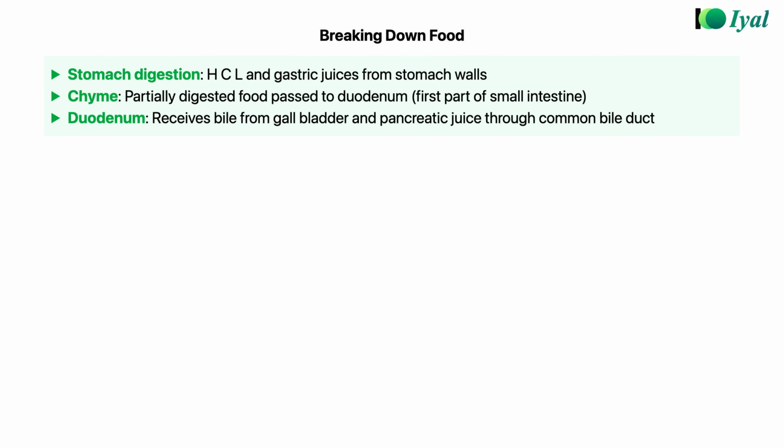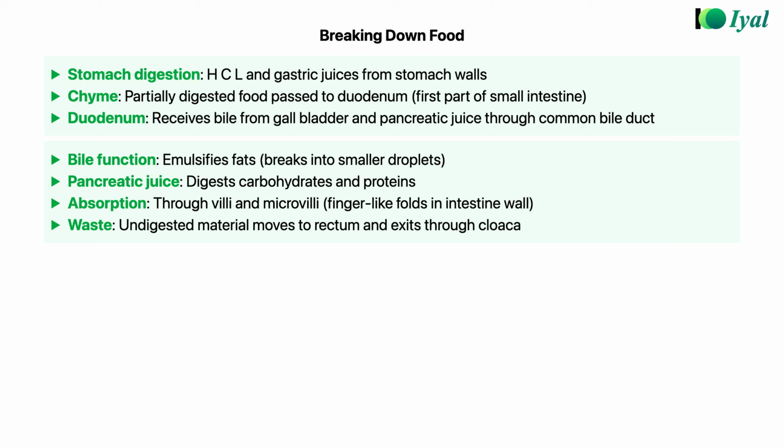Let's follow the digestion process step by step. In the stomach, food gets broken down by HCl and gastric juices secreted from the stomach walls. This creates a partially digested mixture called chyme. The chyme then moves into the duodenum, which is the first part of the small intestine. Here's where things get interesting. The duodenum receives bile from the gallbladder and pancreatic juice from the pancreas through a common bile duct. Both of these secretions are crucial for further digestion.